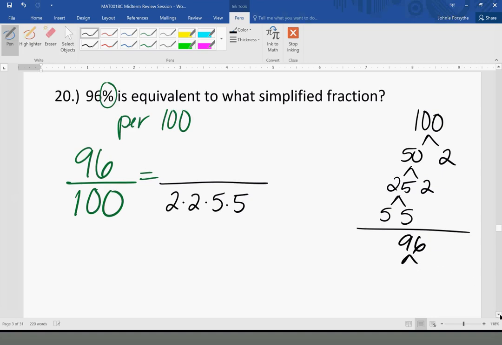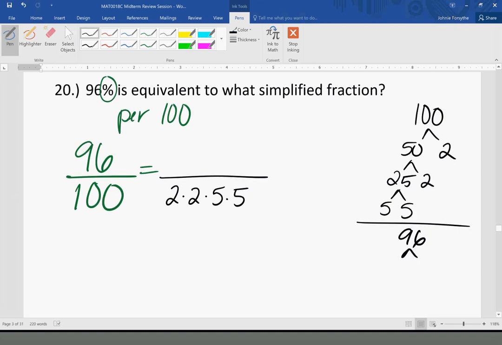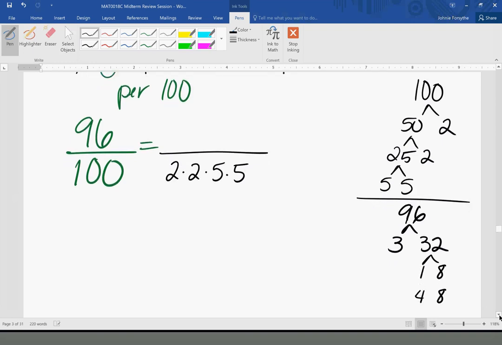Let's look at 96. So 96, let's see, I can break that down. I can divide it by 3. So 3 divided by 9 is 3. 3 divided by 6 is 2. So 3 times 32 equals 96. I can break down 32 into 4 and 8. 4 times 8 is 32.